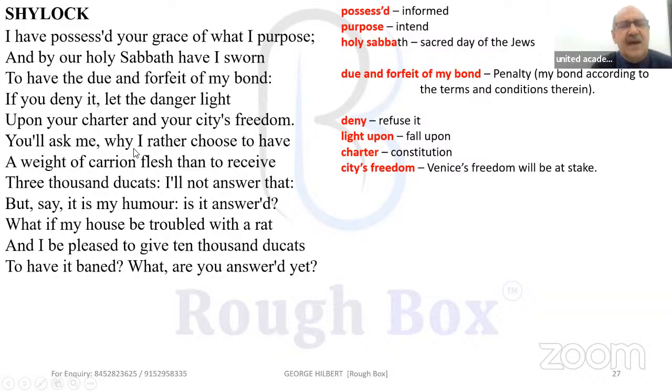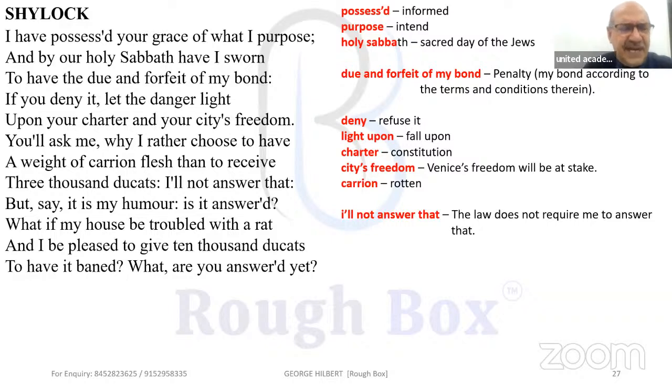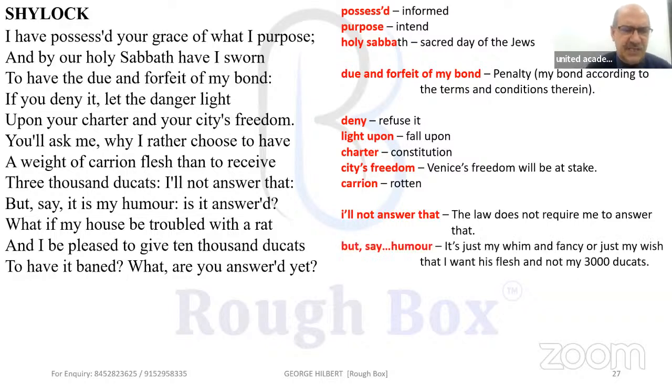You'll ask me why I rather choose to have a weight of carrion flesh than receive 3,000 ducats. He's telling the Duke, you may ask me why am I demanding Antonio's pound of rotten flesh rather than my 3,000 ducats? I'll not answer that. Okay? The law doesn't require me to tell you why I want this pound of flesh. But I'll just say, it is my humor. I will just say, it is my whim and fancy. It is meri marzi. Is it answered? Does my answer satisfy you?